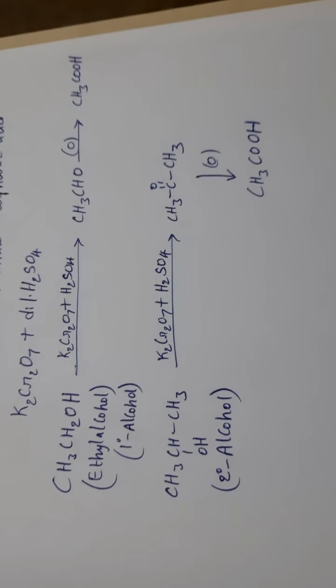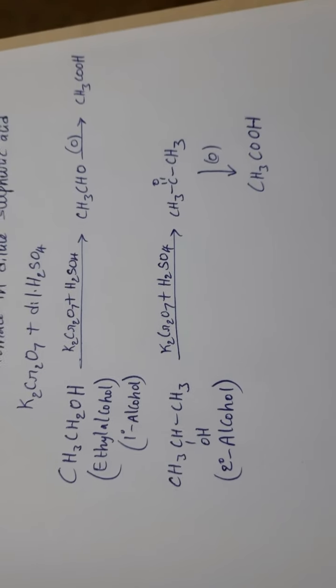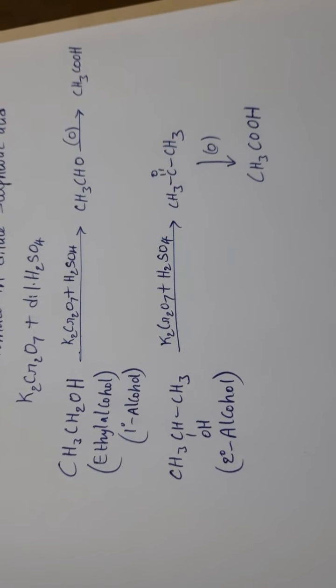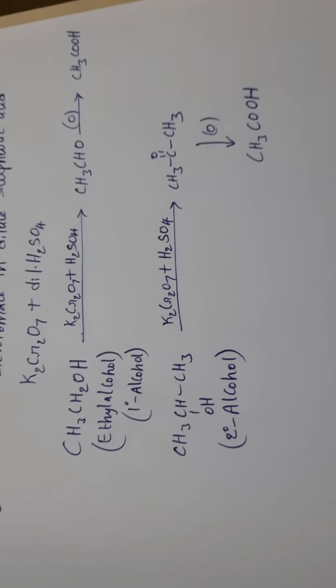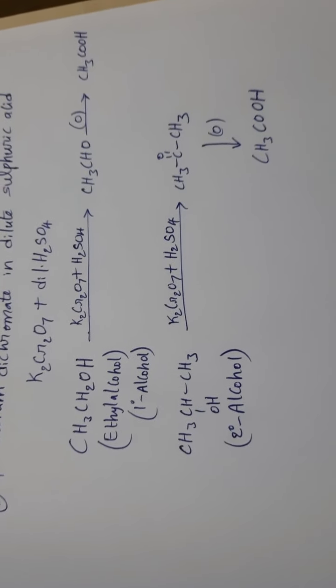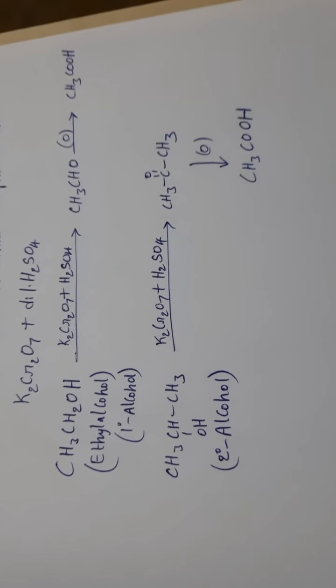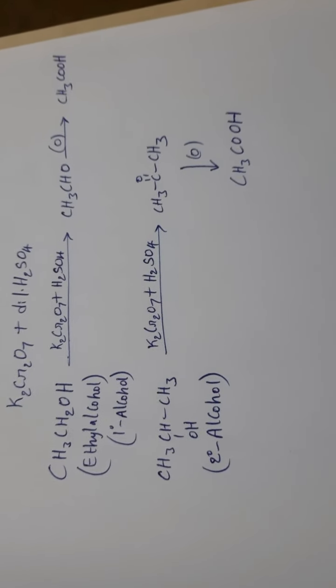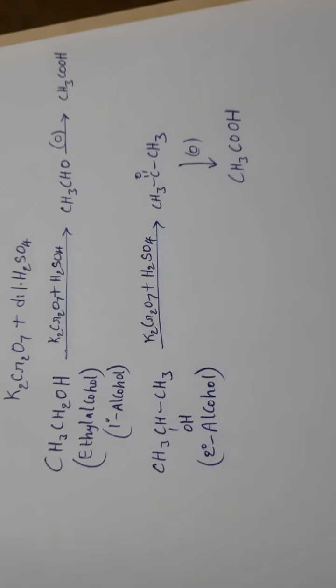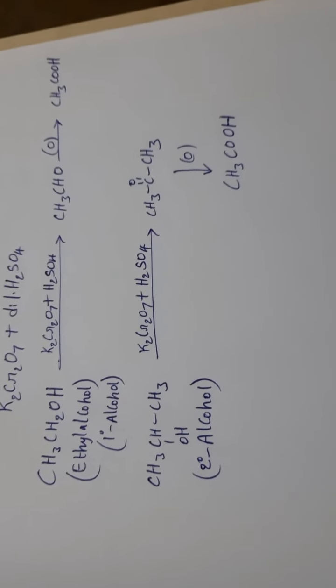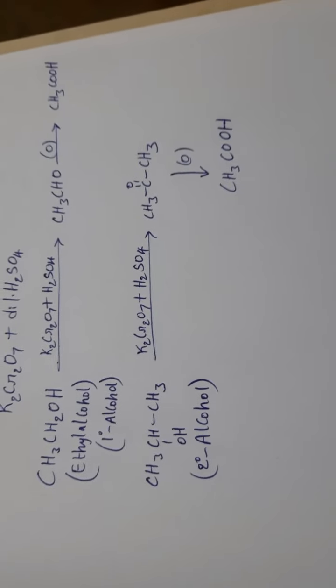Now, tertiary alcohol. What about the oxidation of tertiary alcohols with K2Cr2O7? Tertiary alcohols do not undergo oxidation with this reagent because there is no hydrogen at the carbon atom containing OH group. That's why tertiary alcohols cannot be oxidized with this reagent.